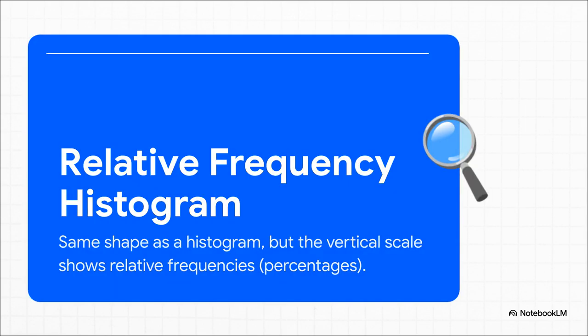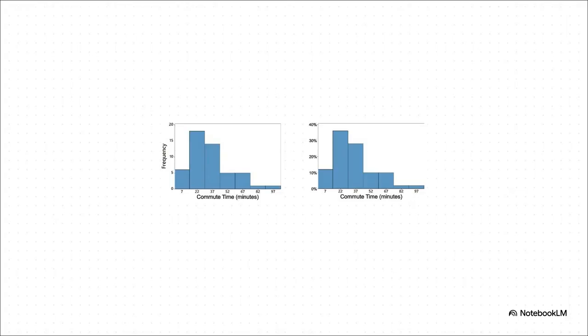Now, really quick, there's a variation on this called a relative frequency histogram. Okay, don't let that fancy name scare you. It is the exact same graph. The only tiny little change is on that vertical axis. Instead of showing the raw count, like 18 people, it shows the percentage, like 35%. So let's put them side by side to see what I mean. On the left, you've got the standard histogram. That tallest bar shows about 18 people. Now look at the right. That's the relative frequency version. The tallest bar there represents about 35% of the total. But, and this is the important part, look at the shape. It's absolutely identical. The story the graph is telling you doesn't change one bit, only the labels on the side do.